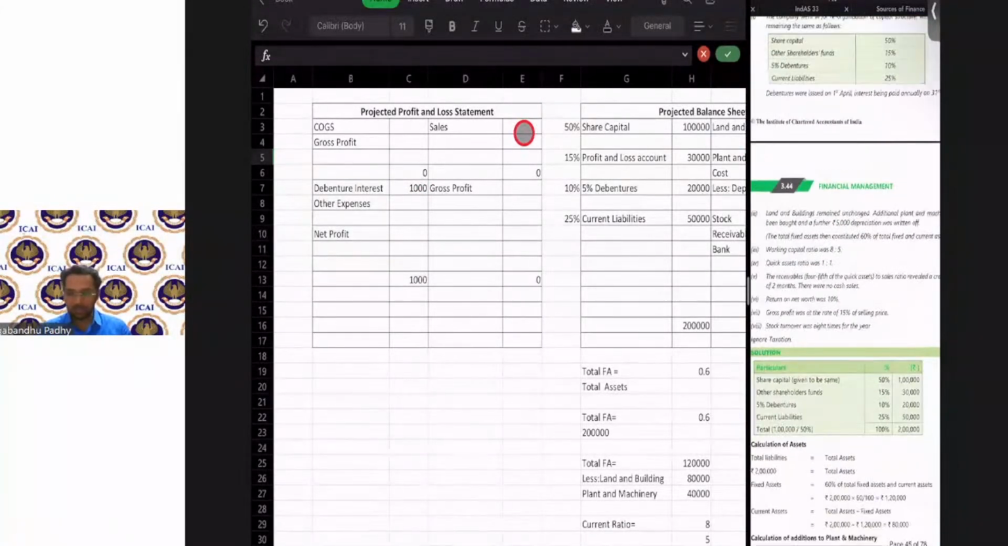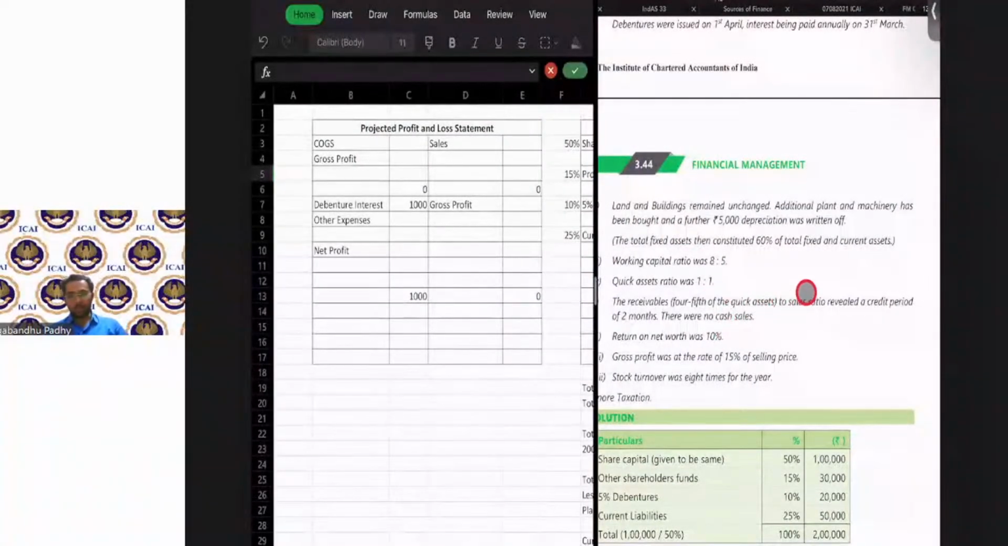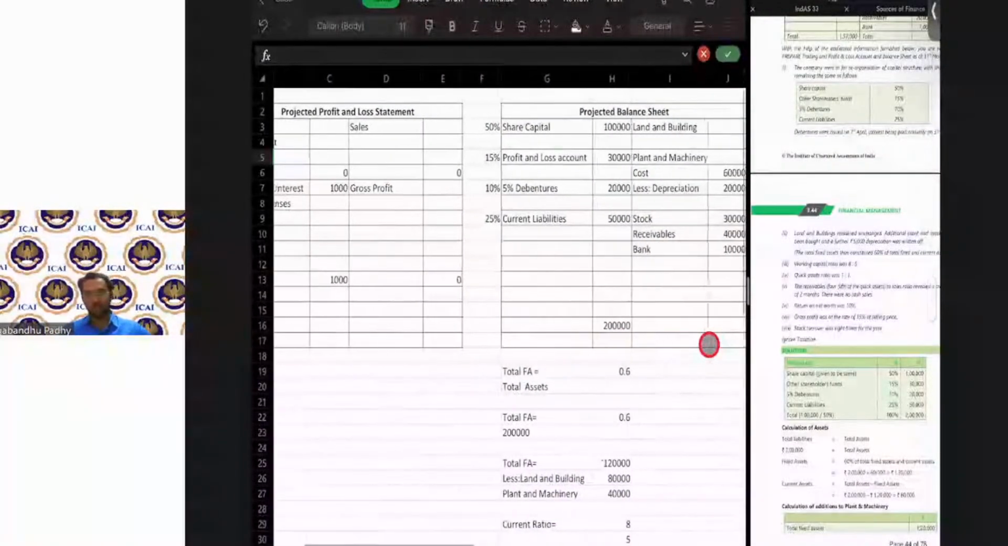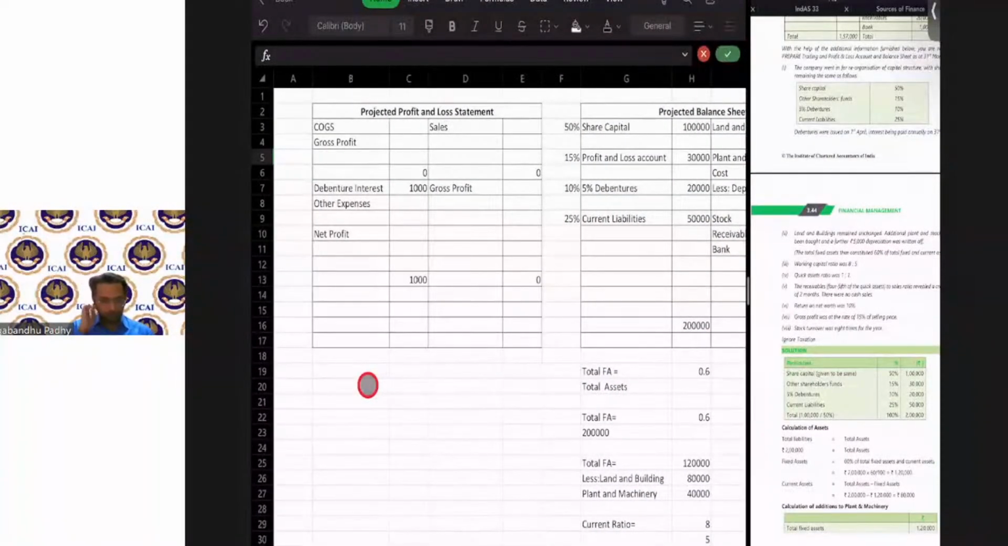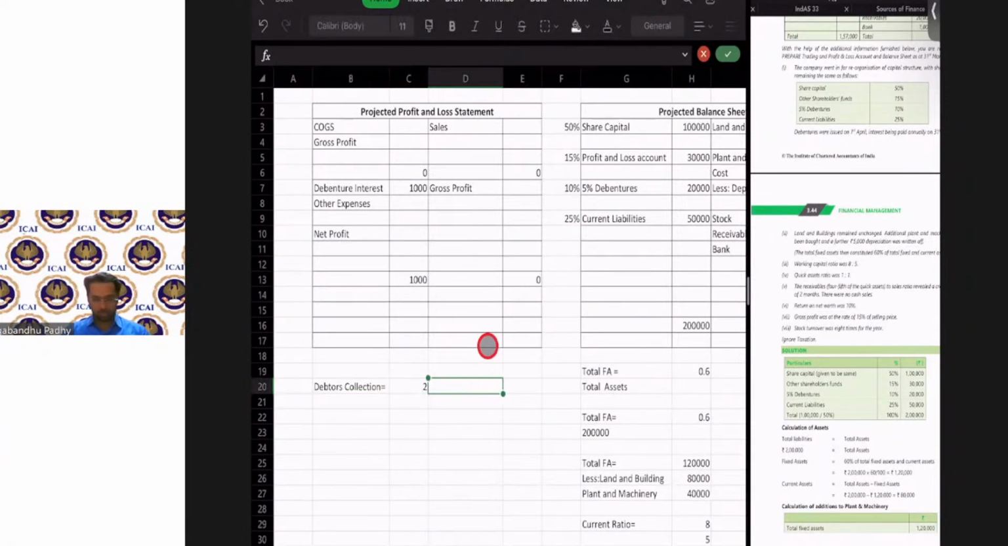And for that, the question is stating receivables 4/5 of the quick assets to ratio revealed a credit period of 2 months. So debtors collection period is 2 months. Now, since the debtors collection period is 2 months, and we have the debtors number also, right?